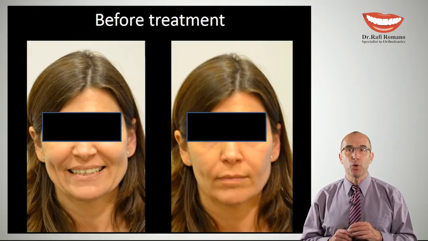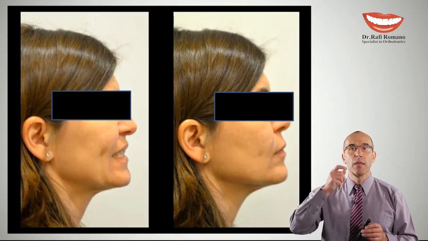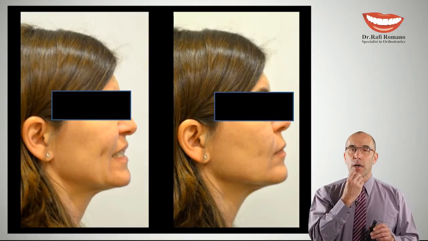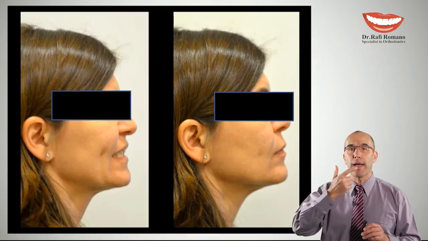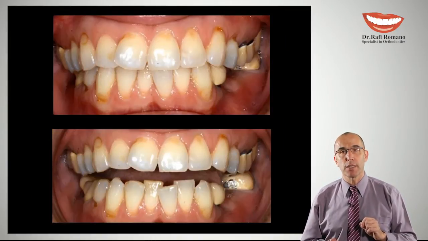This is a patient before treatment. You can see that her profile is a little class 3 profile. She has a prominent chin. She has a little retruded profile, retruded upper and lower lip, crowding, and very nice exposure of the central incisors in rest position and in smile.